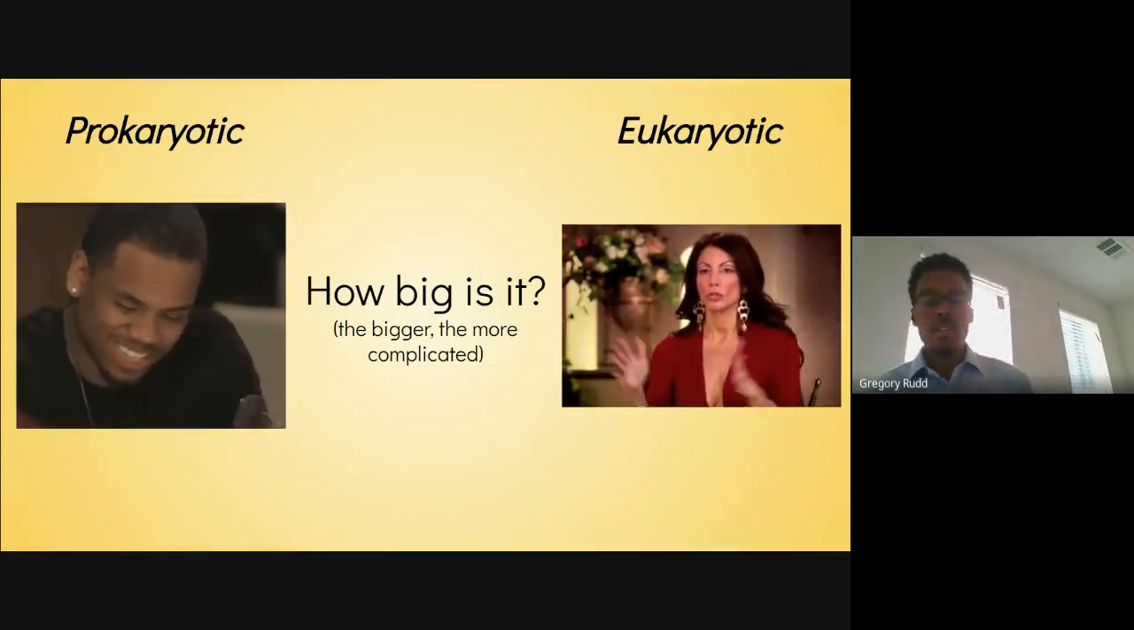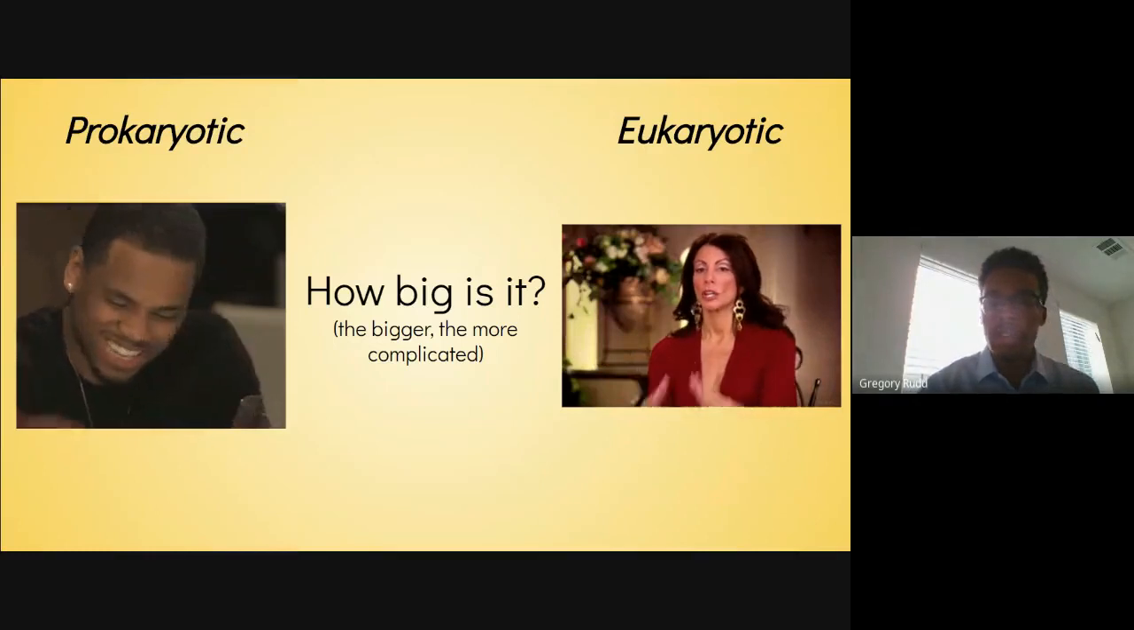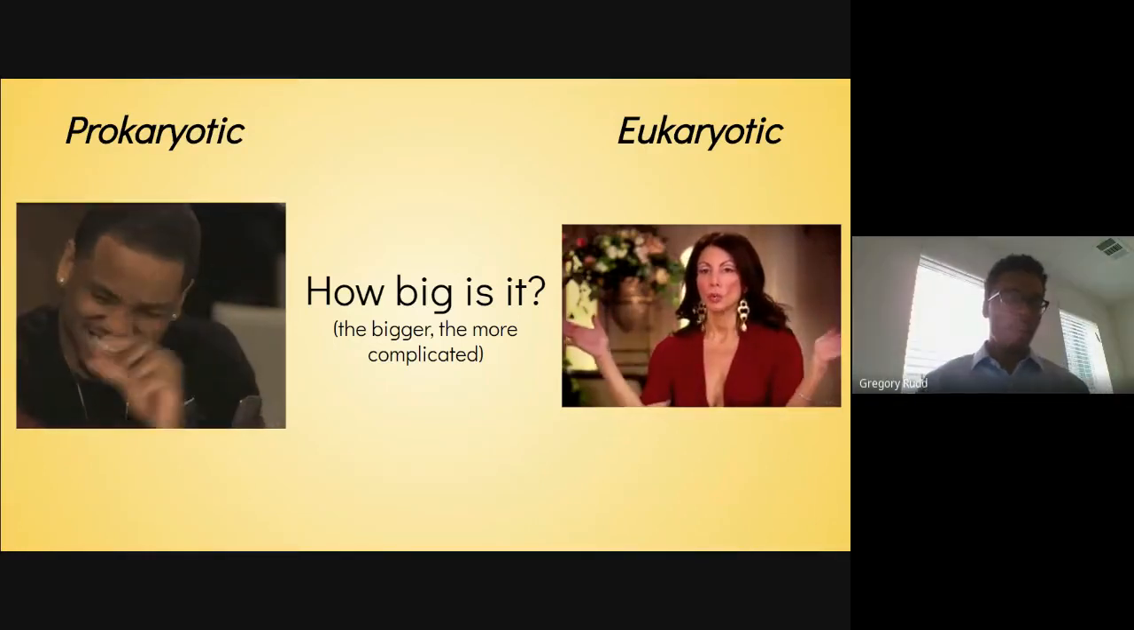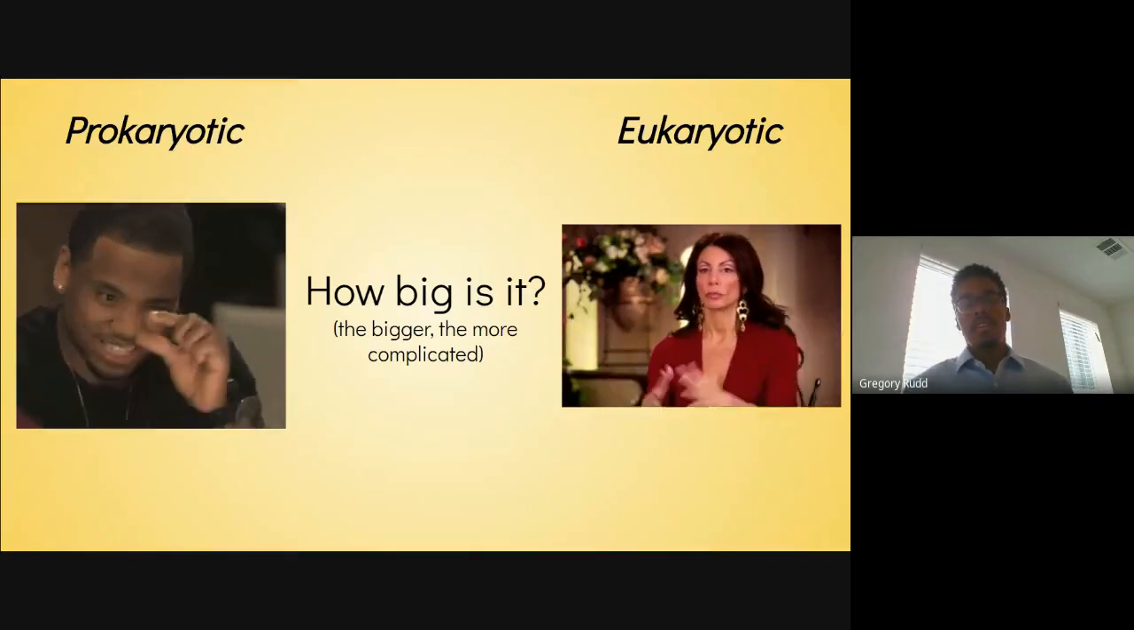And prokaryotic cells are smaller, whereas eukaryotic cells are much bigger. And this is important because the bigger the cell is, the more complicated it is.